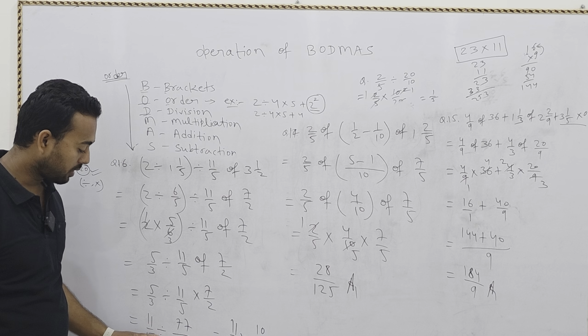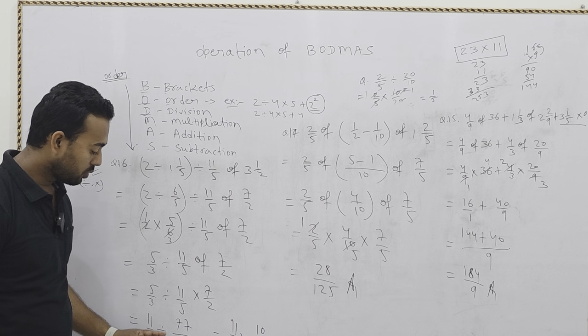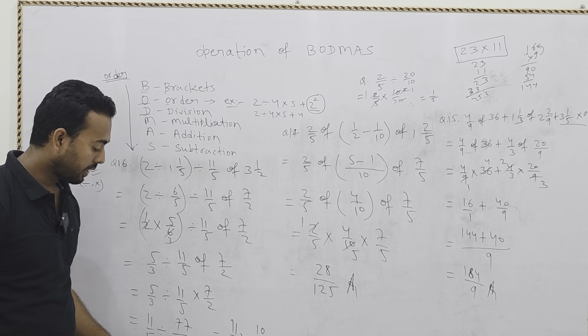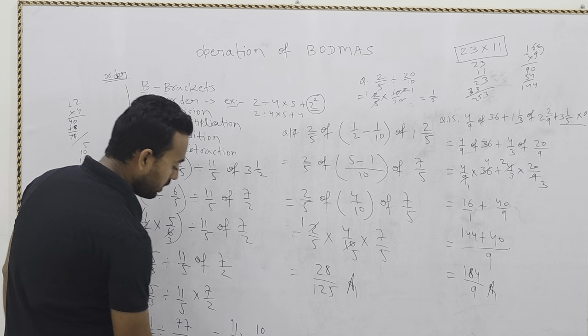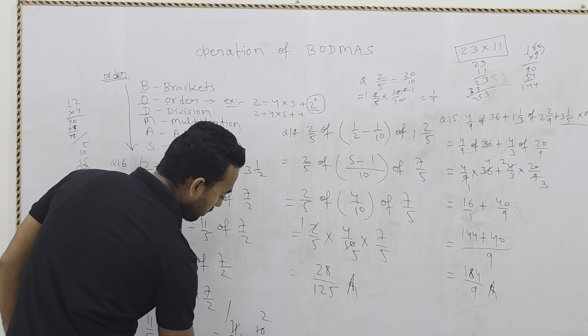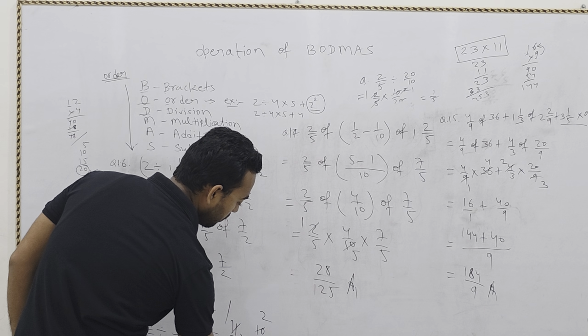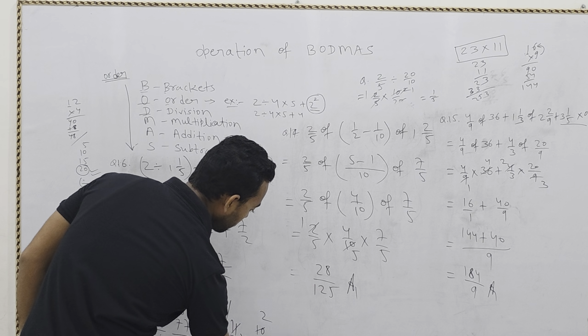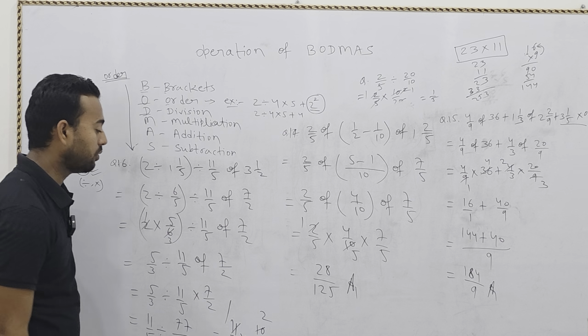Here I converted this divide into multiply, so the numerator becomes denominator and the denominator becomes numerator. Here we can easily cut: 5 times 1 is 5, and in the table of 11, one time, and 7 times. So here we will get 2/7. So this is the correct answer for this question.